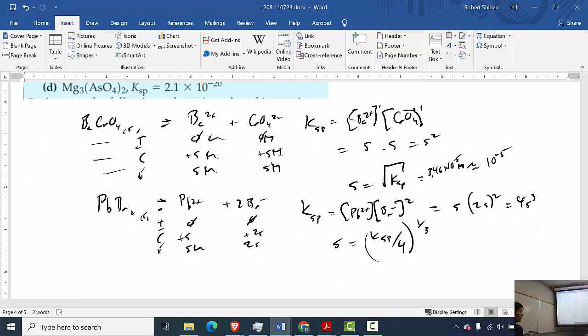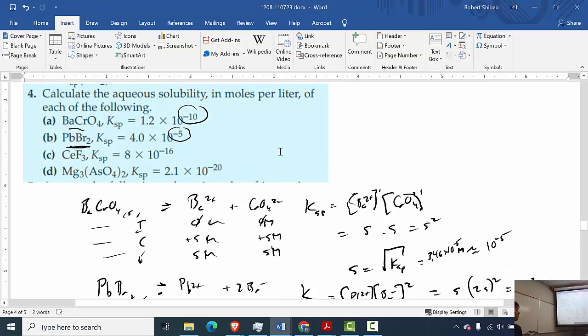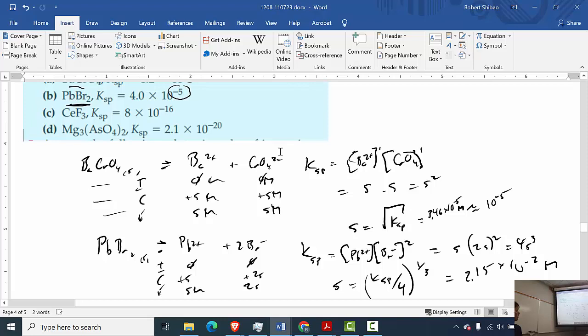Okay, then we go down here and we calculate the solubility here. It's going to be KSP, which was 4 times 10 to the minus 5, divided by 4, and then take the cube root of that: 2.15 times 10 to the minus 2. And so it turns out, yeah, this had a bigger KSP and it's more soluble, but, you know, it's tricky sometimes because of the way things split out. So you have to be careful.